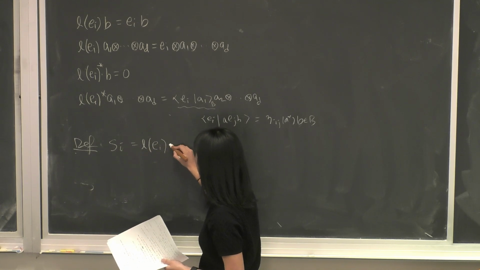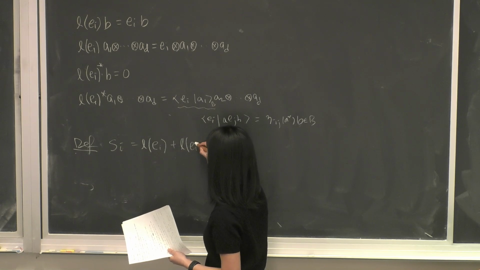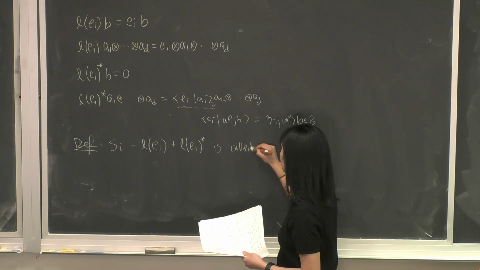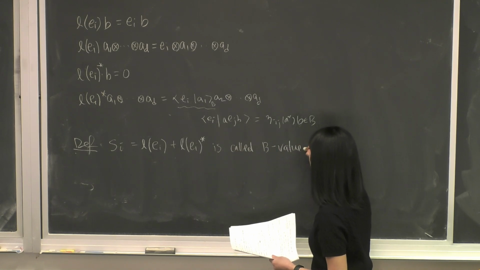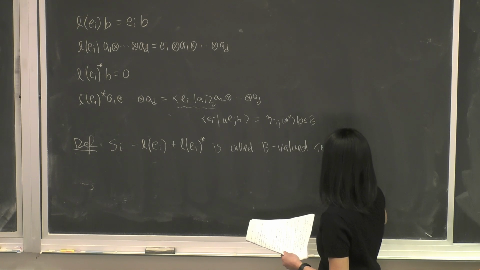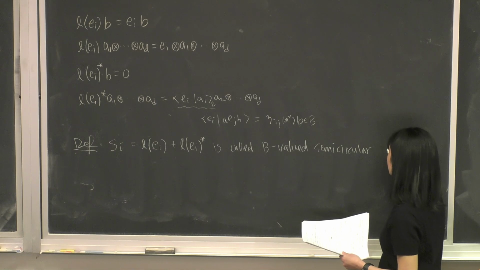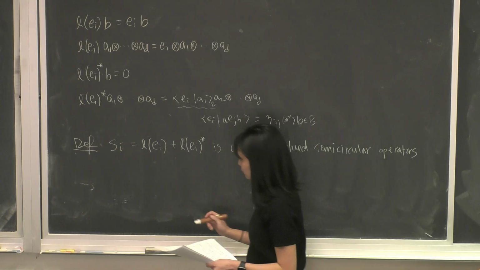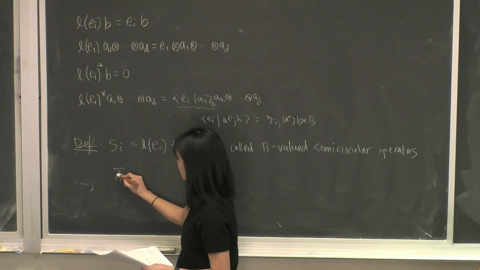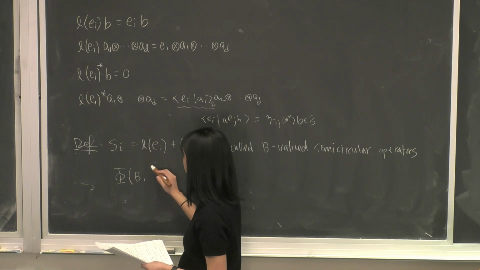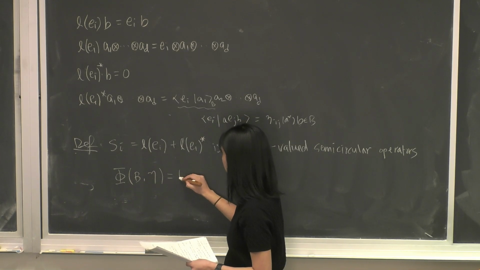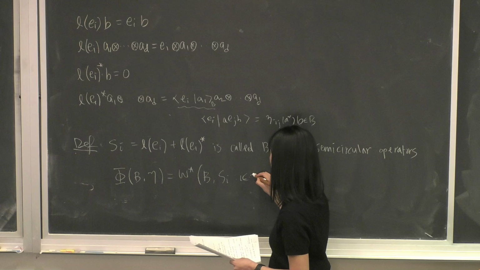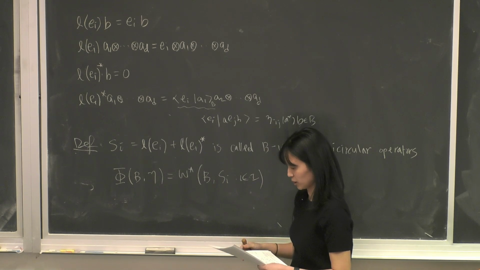Then now we can finally define B-valued semicircular operators. S_i is defined as L of E_i plus L of E_i star. This is called B-valued semicircular operators. And this polynomial algebra generated by B and the S_i's doesn't have a name.